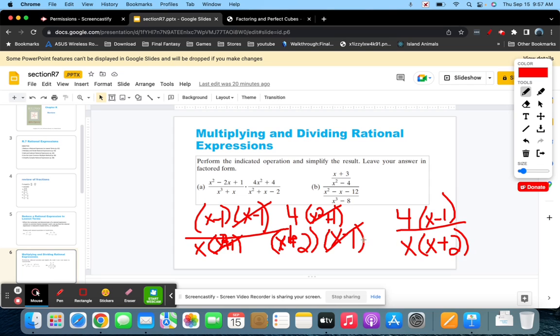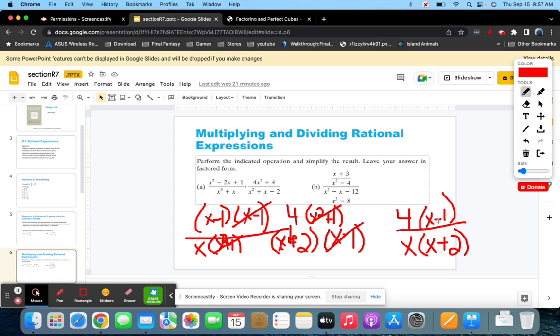Okay, hopefully we remember how to break down and factor the individual pieces. And then once you have those individual pieces factored on the numerator and denominator, you reduce by canceling things that are the same on numerator and denominator. And what you're left with is your simplified result.